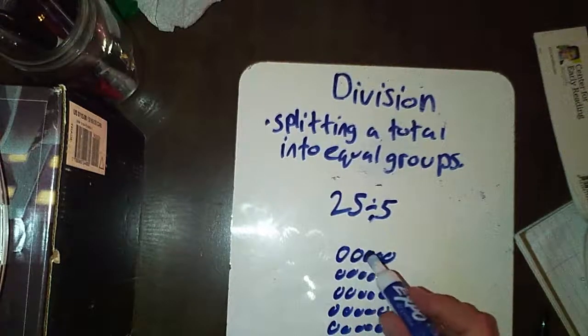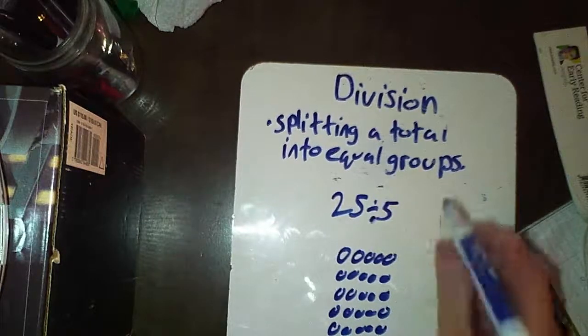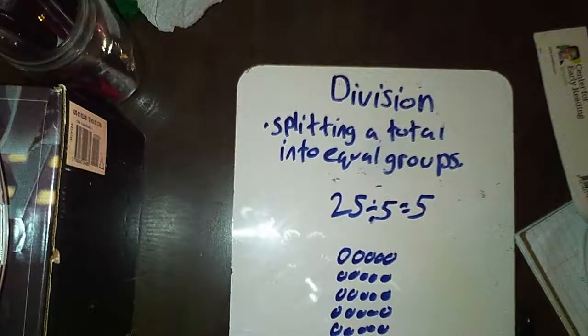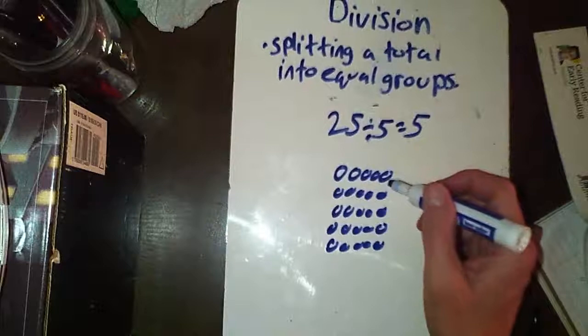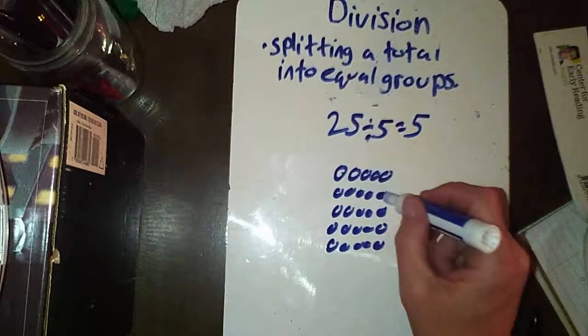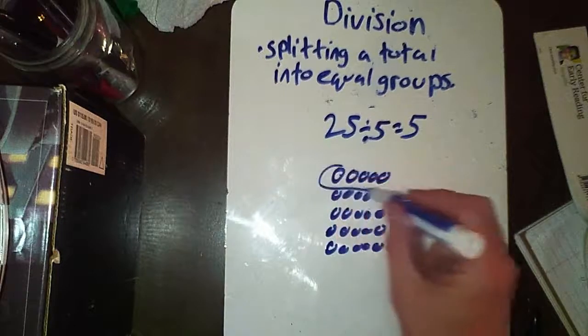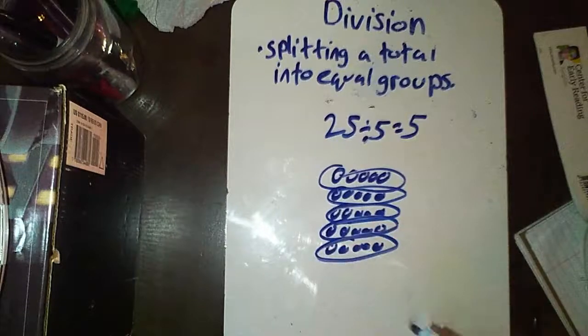So groups of 5, how many are there? 1, 2, 3, 4, 5. 5 groups of 5 makes 25. So 25 divided by 5 equals 5, right? I guess it helps if you can see that. Sorry. So when we counted by 5 to get to 25, you can see that we got 5 groups. 1, 2, 3, 4, 5, like that. All right.